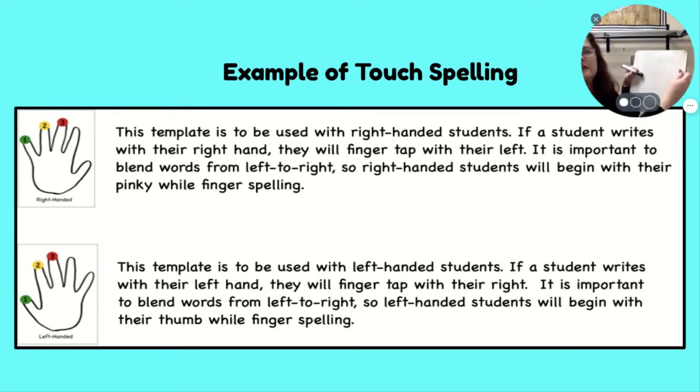So if you're left-handed, it's kind of the same thing, except for you would have the writing instrument in your left hand, and you would start with your thumb, so you're following the left to right sequence of how we read words. So you would do judge, judge, j. Okay, that's just to isolate the sounds.